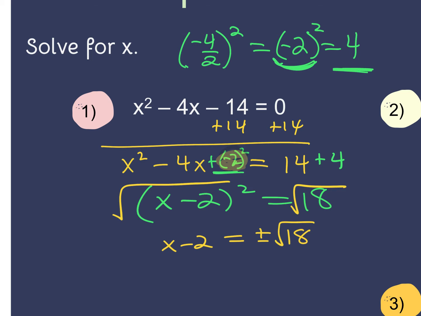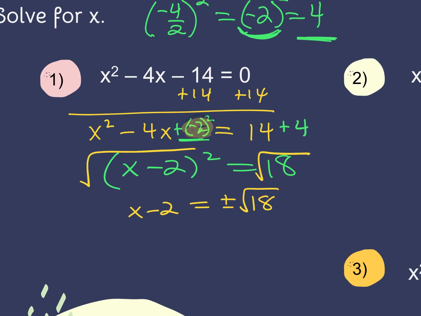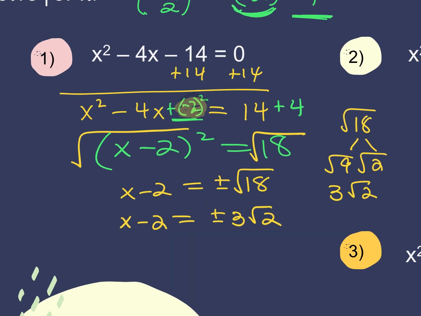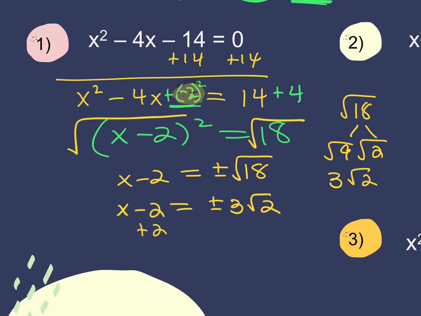I need to break down the square root of 18. So if I do my factor tree here, I'll do 2 times 9. Now, if you're good at recognizing 9's a perfect square, just square root it. And the square root of 18 is 3 radical 2. So now I have x minus 2 equals plus and minus 3 square root 2. I now need to move over the 2.